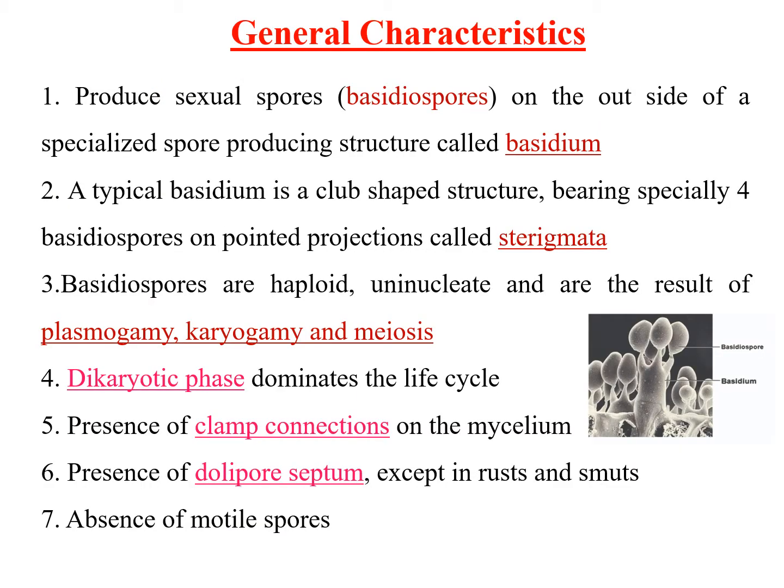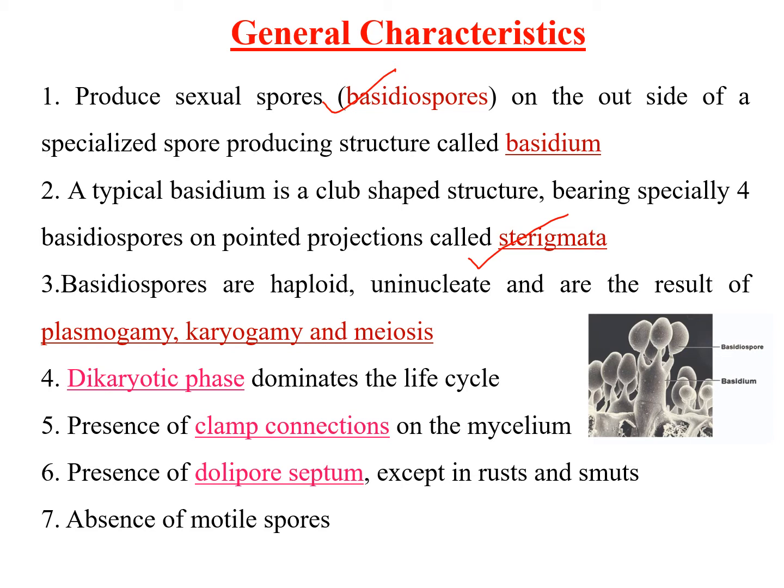Coming to the general characteristics, as we already know, Basidiomycota fungi produce sexual spores. These spores are known as basidiospores, on the outside of the specialized spore-producing structure. That structure is known as basidium. And how many spores are produced? Usually 4 basidiospores on pointed projections, already told, known as sterigmata. These basidiospores are sexual spores, so they are haploid in nature and uninucleate. Uninucleate means they have a single nucleus.